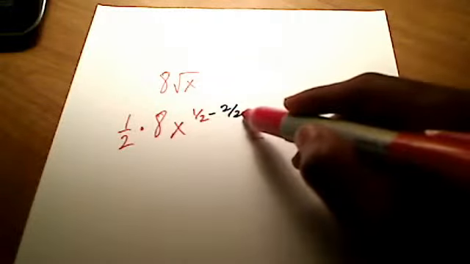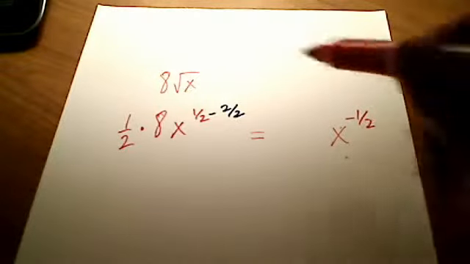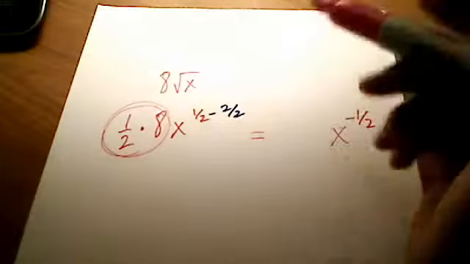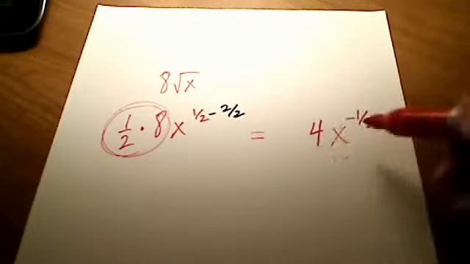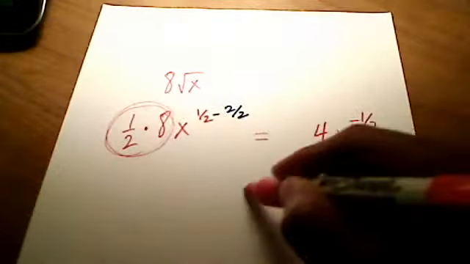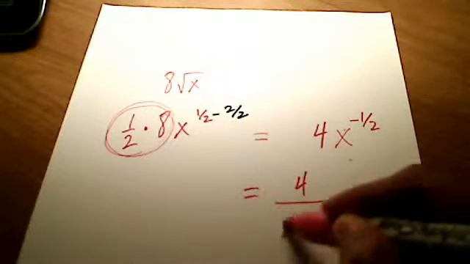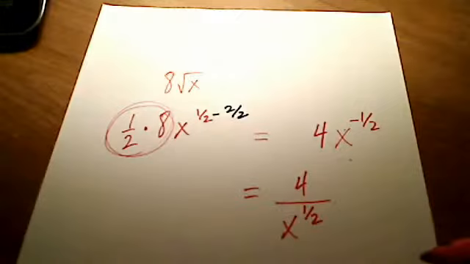a negative 1/2. Okay, so I have x with a negative 1/2 now, but look what number I have out front. 1/2 times 8 is really just a 4. So I have 4x to the negative 1/2, and since I don't really like negative exponents too much, I'm going to bring that down and write this as 4 over x to the positive 1/2.